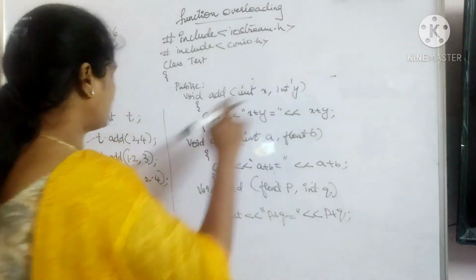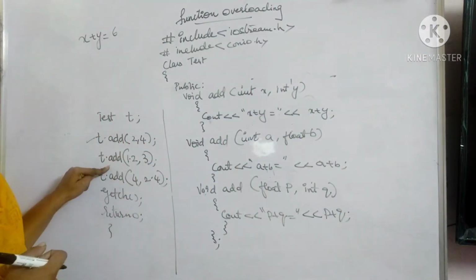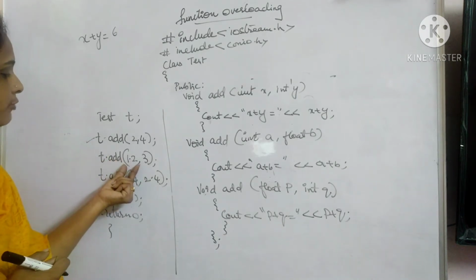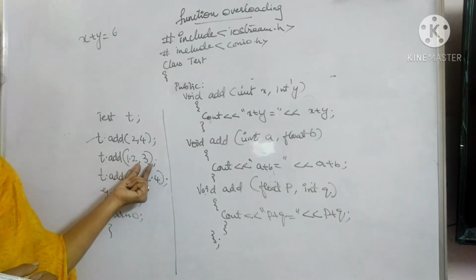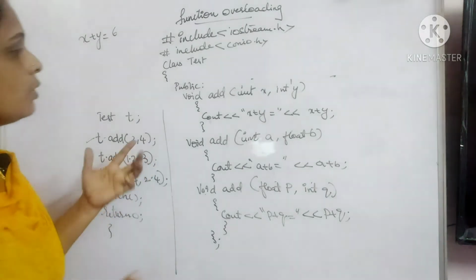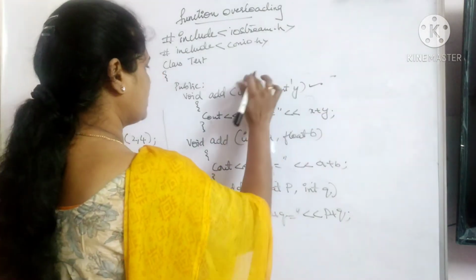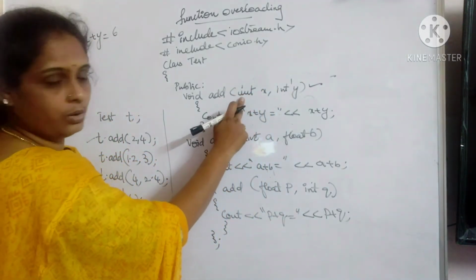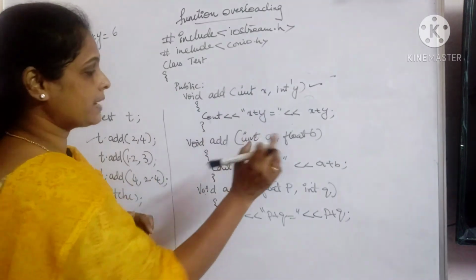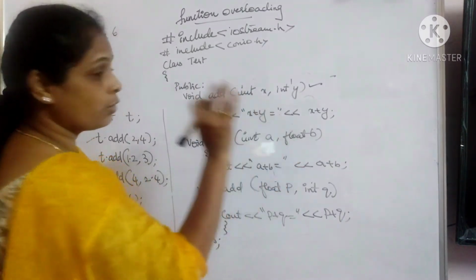Then coming to the second one, t dot add. Here, what did I do? I called a float value, then I called an integer value. First is floating point, then is integer value. So it will check here. Is it float? No. Of course integer, but not float here. So signature doesn't match. Checks here also, int and float are there.